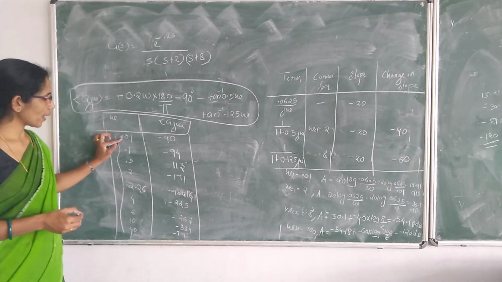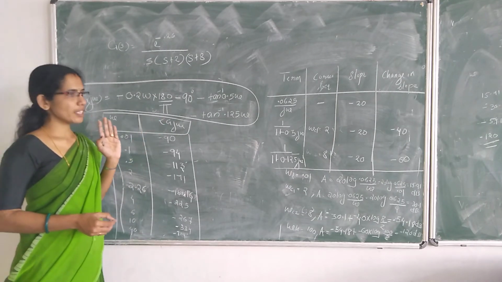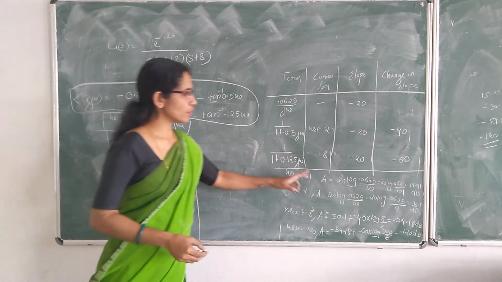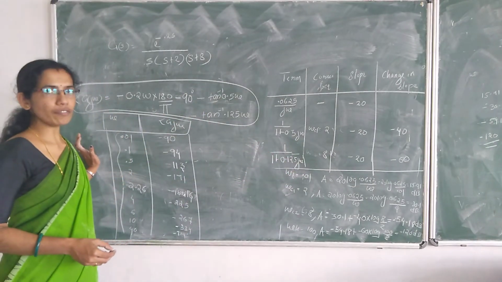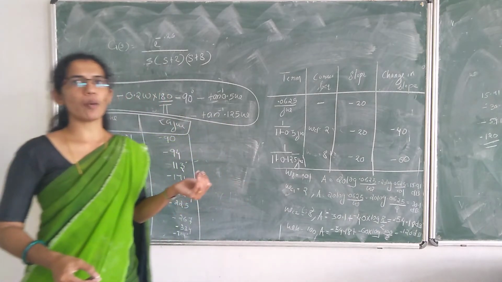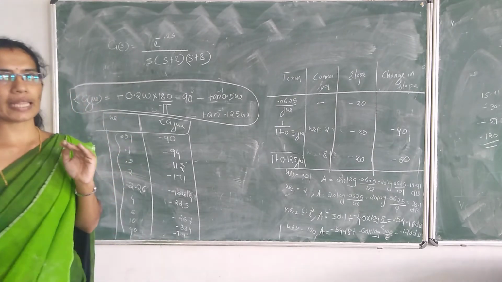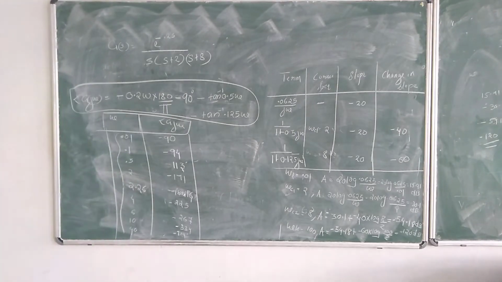And so we need from omega equal to 0.01 to 40. So we got the angle of g of j omega. So we got the magnitude of g of j omega and the angle of g of j omega. So draw the magnitude of g of j omega versus omega, that is the magnitude plot, and the angle of g of j omega versus omega, that is the phase plot. So draw the magnitude plot and phase plot on semi-log sheet and find the gain margin and phase margin.